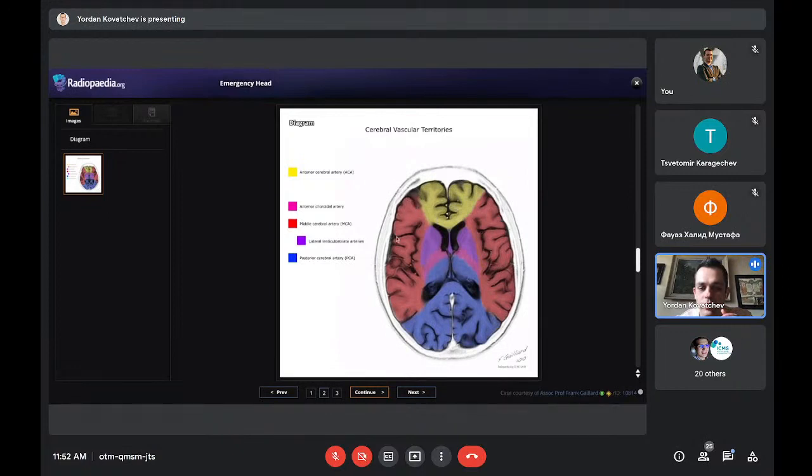So this is the cortex here. These are the basal ganglia. The basal ganglia are all supplied by branches of the MCA.